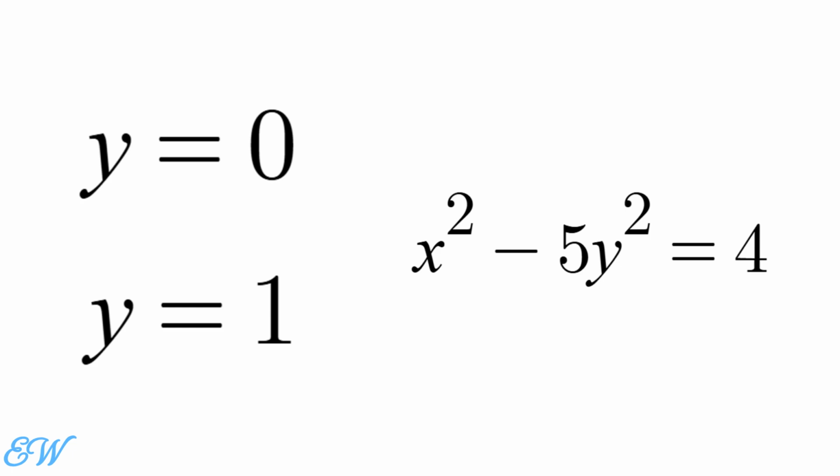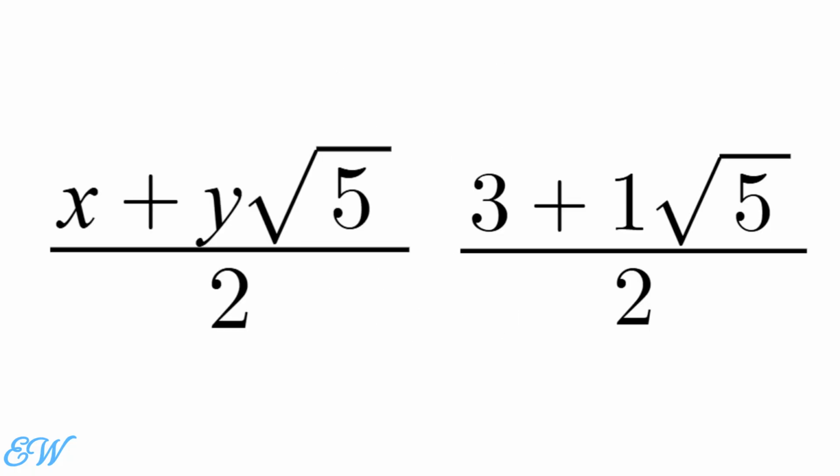Now let's plug in y equals 0 and y equals 1 into this equation and solve for x, so we can get a couple of solutions for our equation. We get solutions (2, 0) and (3, 1). Remember that all of these can be negative, like (-3, 1), because our equation has a power of 2 in it, and a squared number is always positive. So negative 3 squared is 9, and 3 squared is 9.